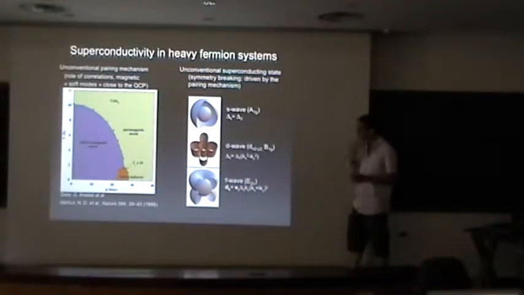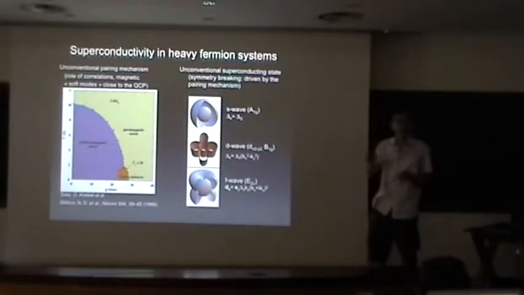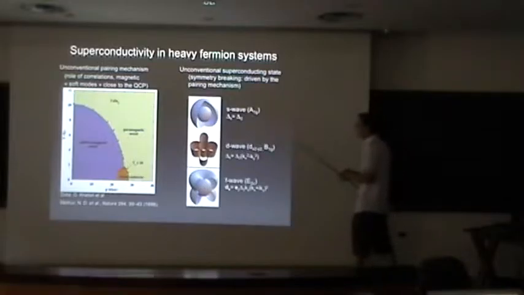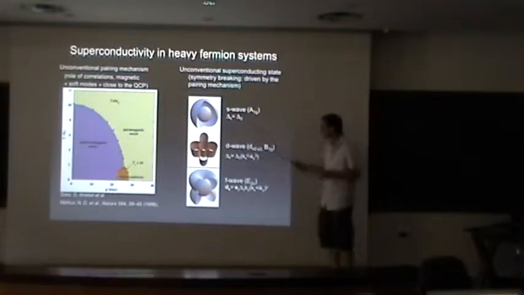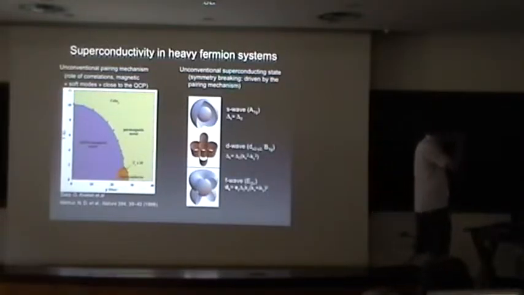Also, as we get a superconducting state, it was very clear from the very beginning that it was unconventional superconductivity. But contrary to the cuprates, you can have very, very different symmetries of the order parameter. Sometimes they can be s-wave, most of the time they can be d-wave, p-wave, f-wave. I mean, you can have a lot of different symmetries for this order parameter.